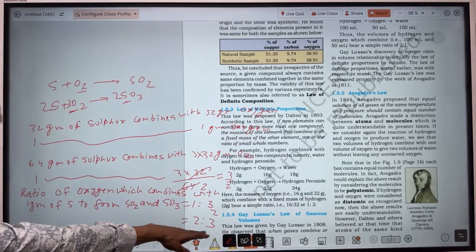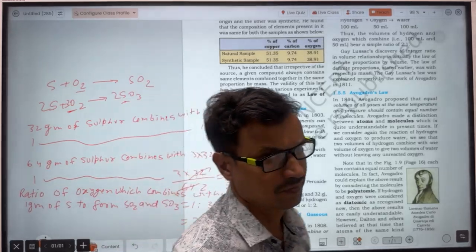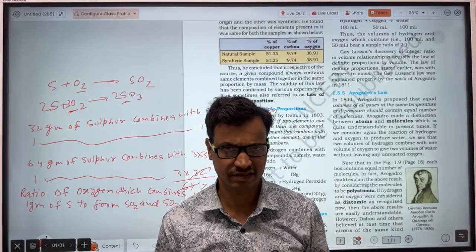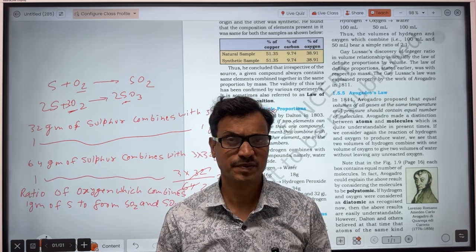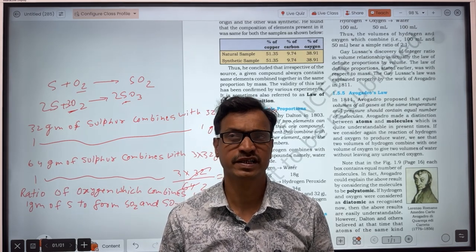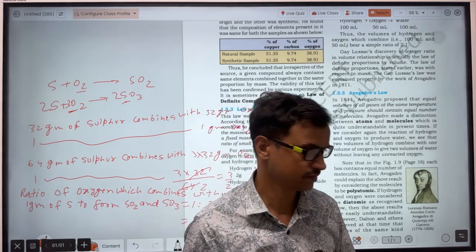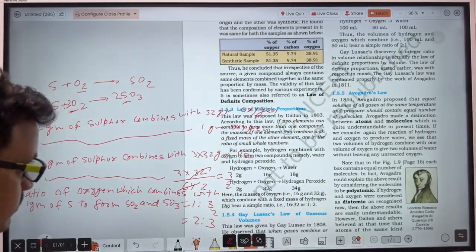which is a simple whole number ratio. It will always be a simple whole number ratio. That means it will not be in fractions, it will not be like 1 upon 3 or 1.33 like that. So that is here.